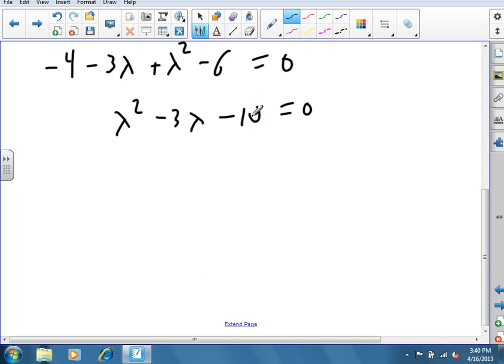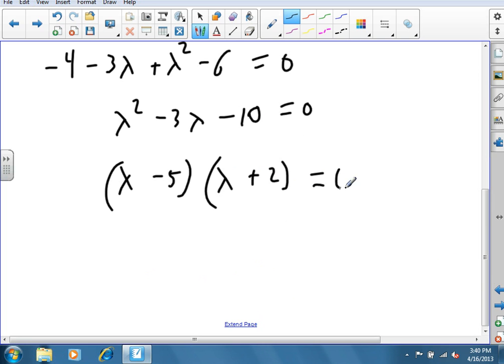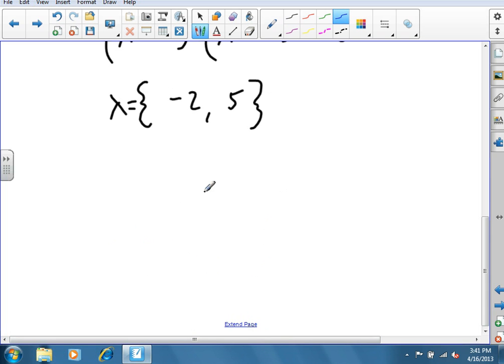We're just trying to redo your 9th grade math again, right? So this factors as lambda minus 5, lambda plus 2 is 0. So my lambdas, in alphabetical order, are minus 2 and 5. Okay. Now we have to find the eigenvectors.